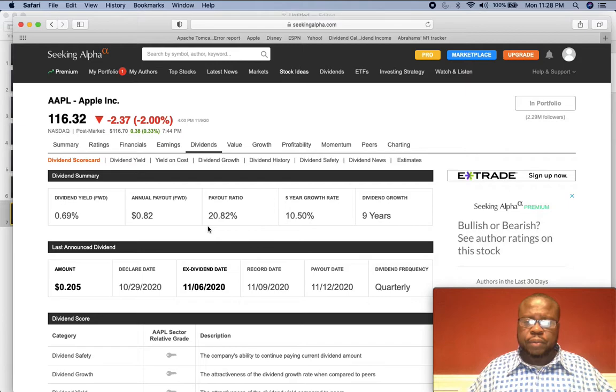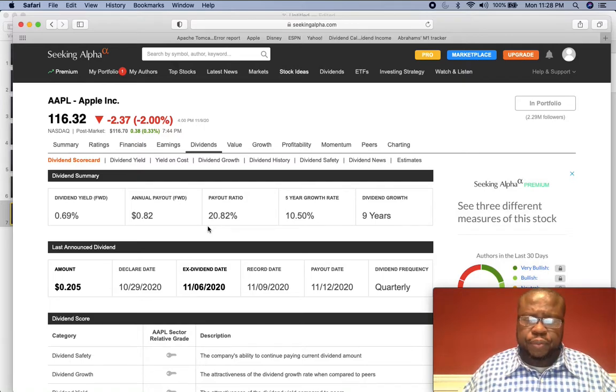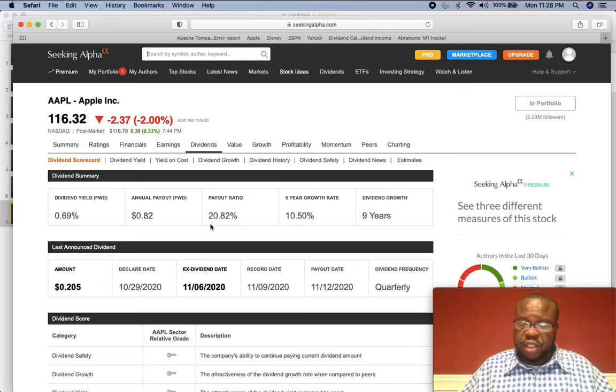So what does that tell you? That tells you out of all of their earnings, they're only paying out 21% in dividends. That means they're keeping back about 80% of the dividends. I mean, correct me, 80% of the earnings to do research and development, to pay down their debt, to grow the company.